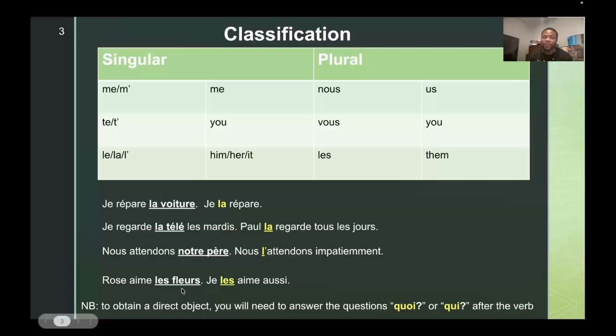Rose aime les fleurs. Rose likes flowers. Je les aime aussi. I like them also.